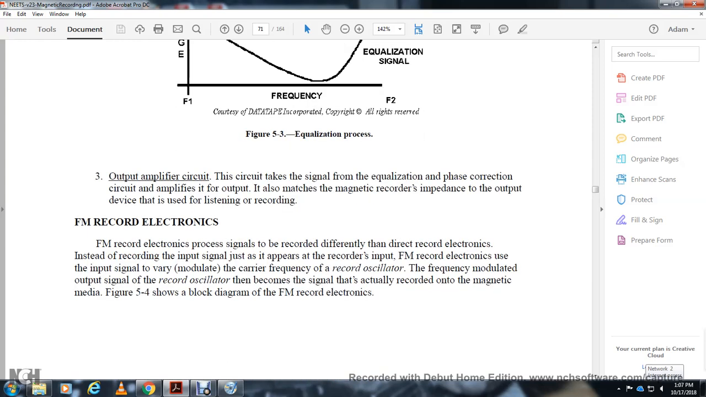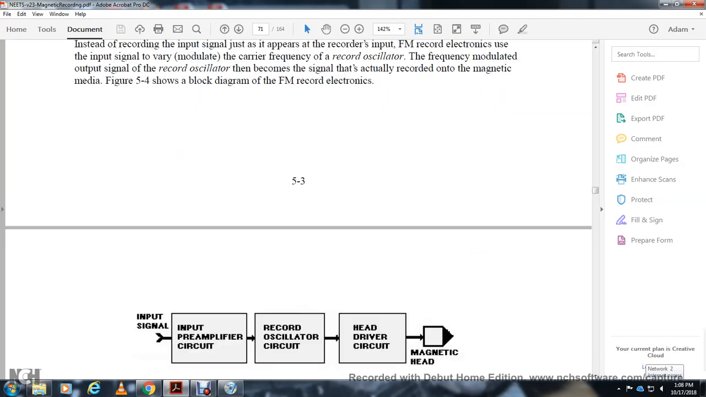Frequency modulation recording, or FM recording, electronics process the signal differently from the direct recording electronics. Instead of recording the input signal just as it appears at the recorder input, the FM record electronics use the input signal to modulate the carrier frequency of the recorder oscillator. The frequency modulated output of the record oscillator then becomes the signal that is actually recorded onto the magnetic media. Figure 5.4 shows the block diagram of the FM recording electronics.